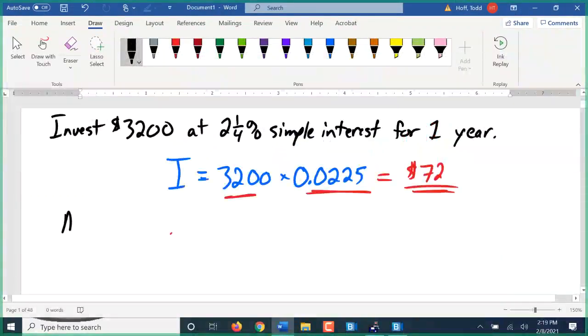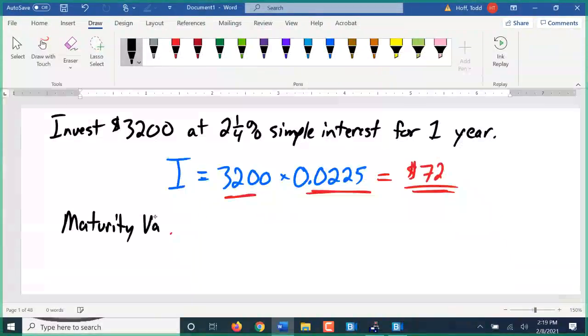There's something called maturity value. Isn't that after you have it in there for so long, like just gains? Yes, that maturity value is the value at the end.